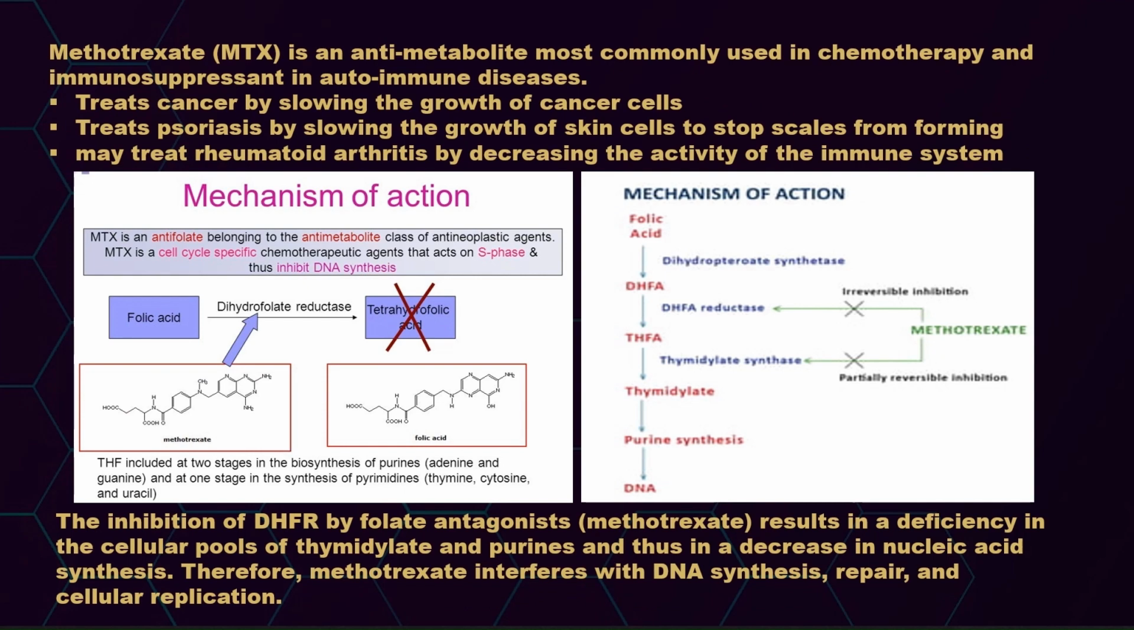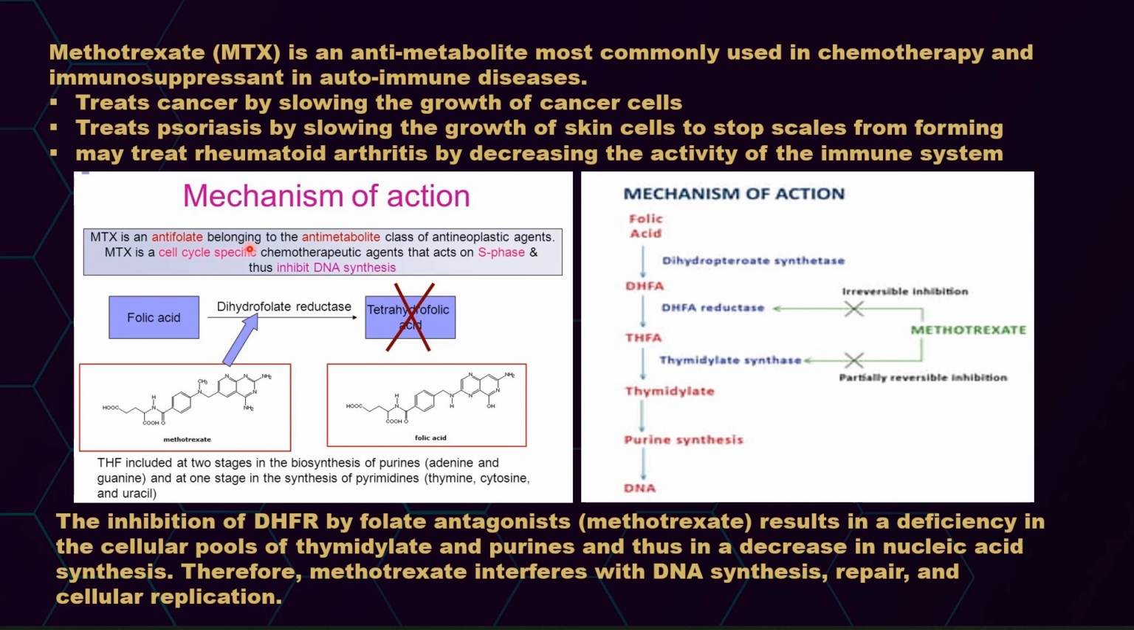So the last one is methotrexate. Methotrexate is an anti-metabolite. It belongs to the family of anti-neoplastic agents. It is used as a chemotherapy. It is used as a chemotherapeutic agent and as an immunosuppressant in many autoimmune diseases. It treats cancer by slowing down the growth of cancer cells. It treats psoriasis, which is an autoimmune disease, by slowing the growth of skin cells to stop scales from forming, and it is also used as an immunosuppressant in arthritis, as it decreases the activity of the immune system.